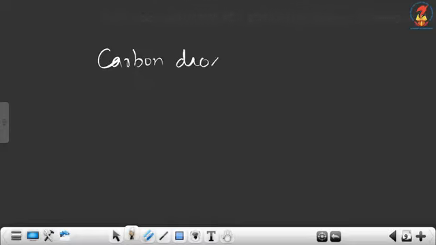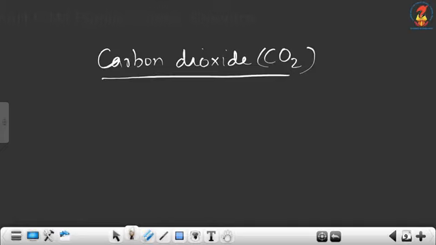One more we have to learn. Carbon dioxide, CO2. Okay, carbon dioxide molecule, CO2. 1 carbon, 2 oxygen atoms. Carbon has 4 electrons in the valence shell. Oxygen has 6 electrons. Each oxygen atom has 6 electrons which we represent with a dot.